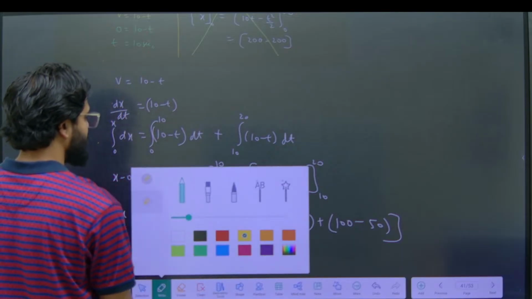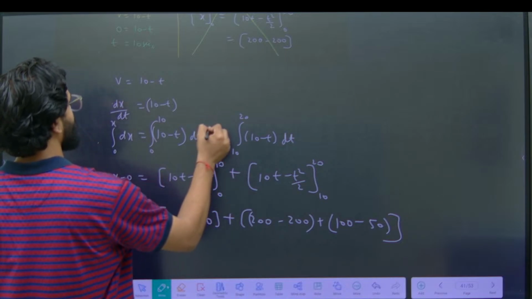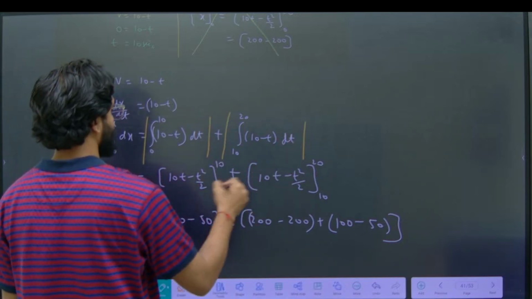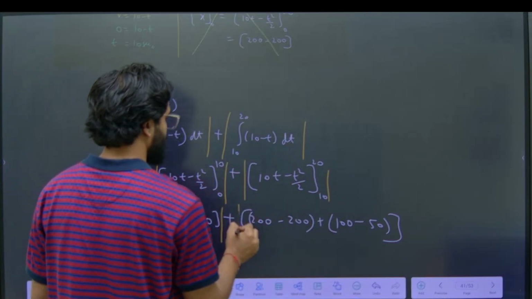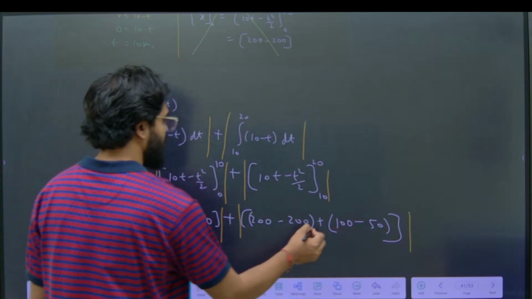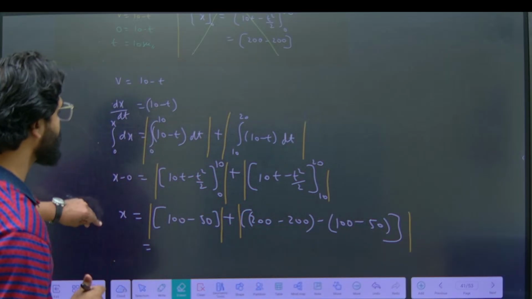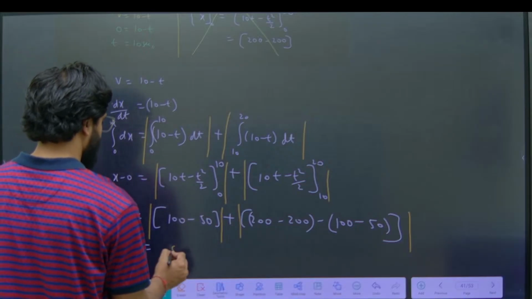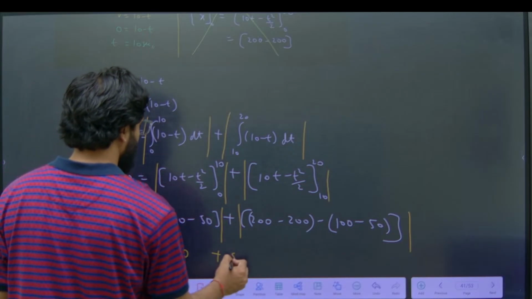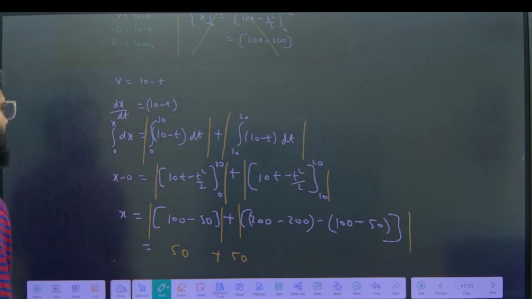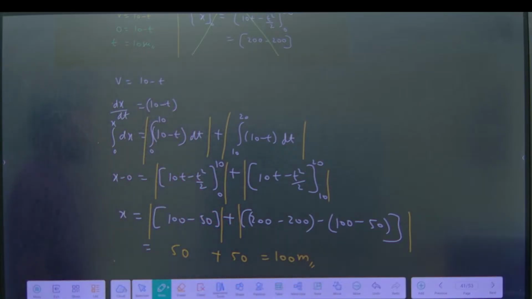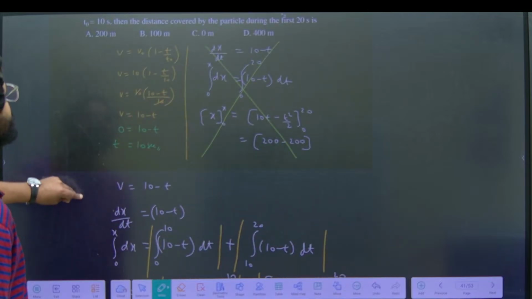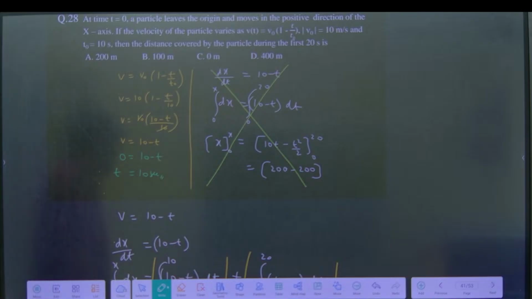So we have to take the mod of this. Whatever is coming, we have to take the mod, otherwise both answers will cancel each other out. Correct, and over here it should be minus. So it is 50 and over here it is 50. Correct? So in total you are moving 100 meters. So your answer for the 28th should be the corresponding option.